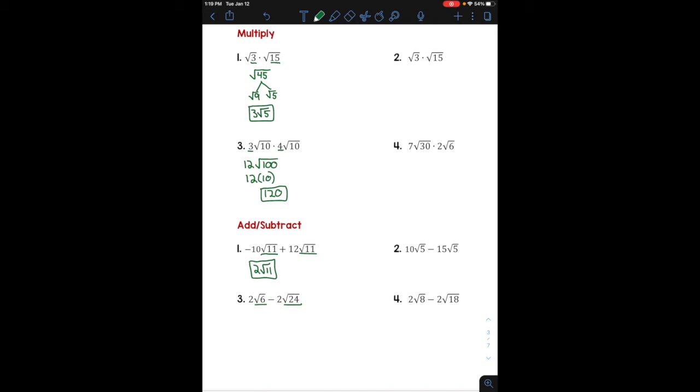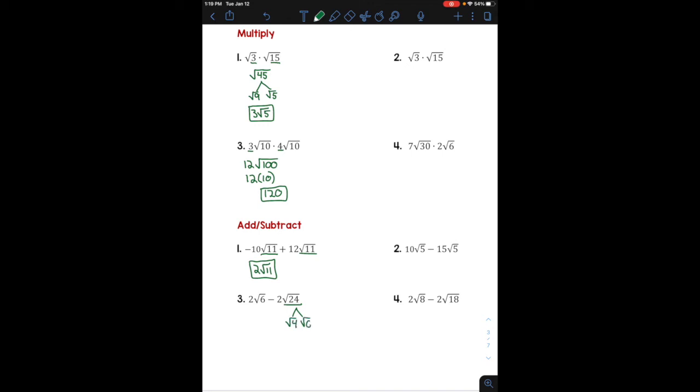In order to simplify 2 root 6, we're asking ourselves, what is the biggest perfect square that goes into 6? In this case, there is no perfect square other than 1 that goes into 6, therefore, we can't simplify that any further. How about simplifying the square root of 24? What's the biggest perfect square that goes into 24? That would be 4. 6 times.